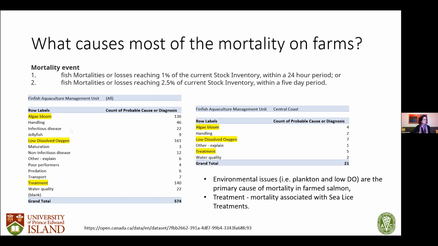So environmental influences. Dick Beamish talked about the blob that caused a large mortality back in 2015, 2016. And then algal blooms, there's heterosigma, Kitasoo, those are all sort of blooms that, because the fish are in these tanks, these nets, they can't escape, whereas wild fish can swim away and find better quality water. But the interesting other thing is that there's this treatment that is also a probable cause. The treatment, as I will talk a little bit later, is really associated with sea lice treatments. So that's for the entire industry. And if you again look at the Kitasoo, it's really no different. Algal bloom, low DO, and treatments are sort of the main reasons for any kind of large scale mortalities that we might see on the farms.